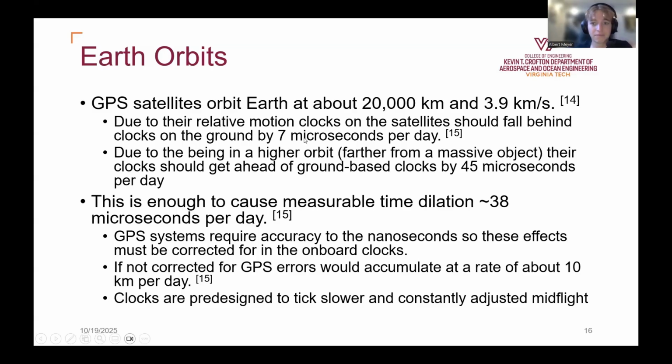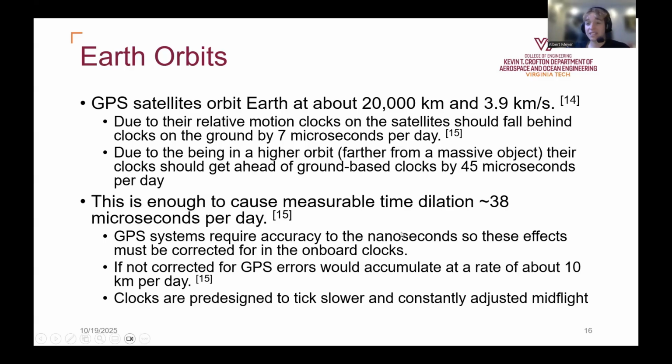Because these satellites are traveling faster than an observer or a clock here on the ground, they are going to be slowed down by about 7 microseconds per day. But because they're in a higher orbit, farther from a massive object, their clocks are going to tick faster by about 45 microseconds per day. So you take this 45 that it should be ahead, minus the 7 that would be behind, and you get a time dilation of about 38 microseconds per day, meaning a clock on board a satellite would be ticking 38 microseconds per day faster than a clock on the ground.